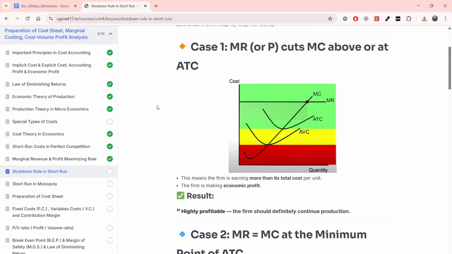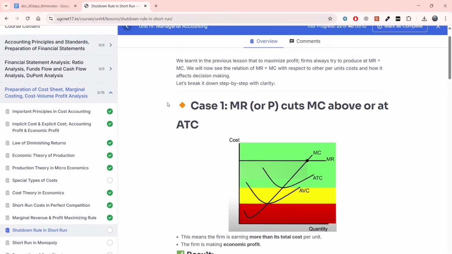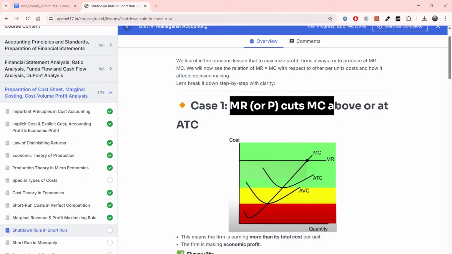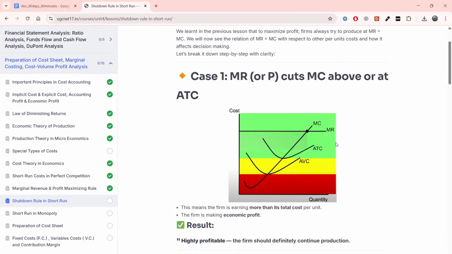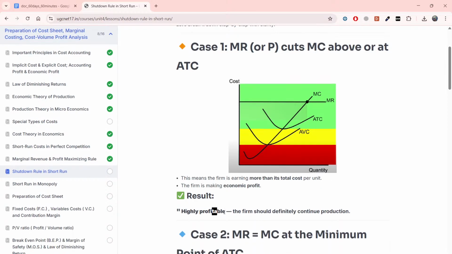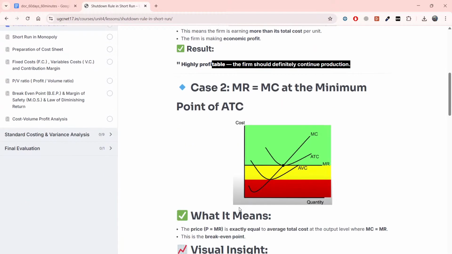So now we'll study the shutdown rule in short run. Case 1, MR or P cuts MC above or at ATC. This means the firm is earning more than its total cost per unit. The firm is making economic profit, highly profitable. The firm should definitely continue production. Case 2, MR is equal to MC at the minimum point of ATC.